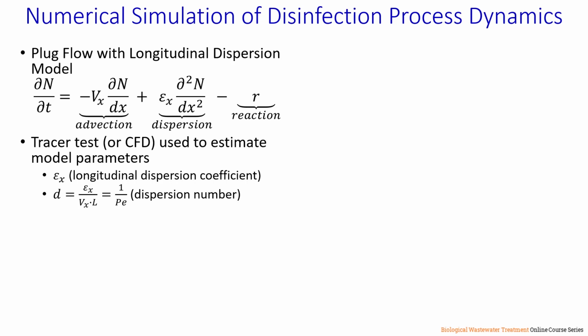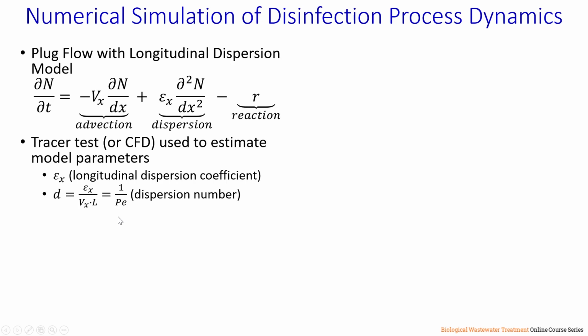For example, epsilon sub x, this term right here, is the longitudinal dispersion coefficient. Sometimes it is non-dimensionalized using lowercase d, or the dispersion number, which is the ratio of the longitudinal dispersion coefficient divided by the horizontal velocity and the length of the system. The dispersion number is a dimensionless number that relates transport by dispersion to transport by advection.